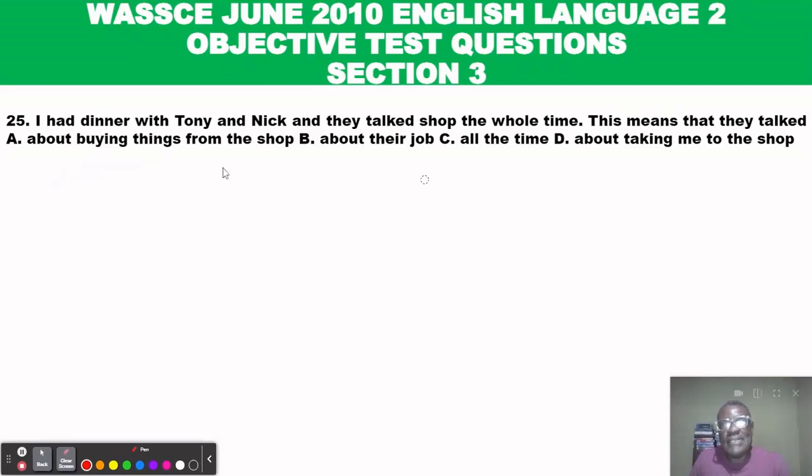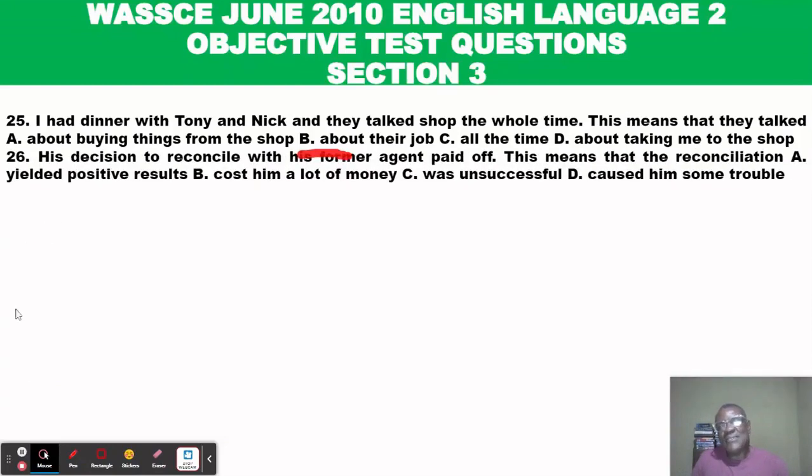A, about buying things from the shop, no. B, about their job, yes. That's exactly the appropriate thing. They talked about their job. C, all the time, no. D, about taking me to the shop. That's quite ridiculous. Okay, so let's look at question number 26. Let's wipe this so it doesn't confuse us.